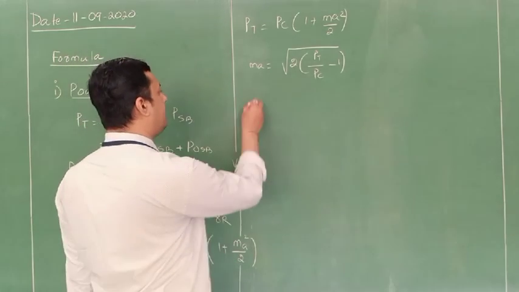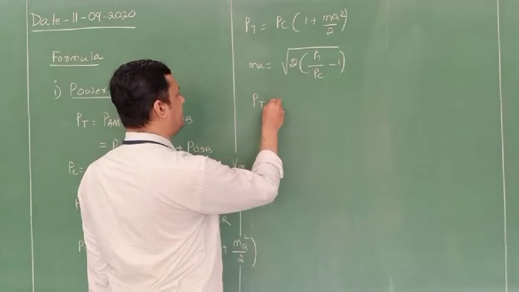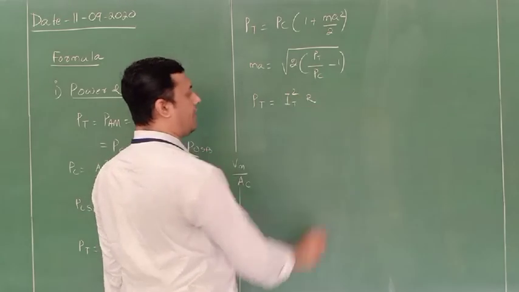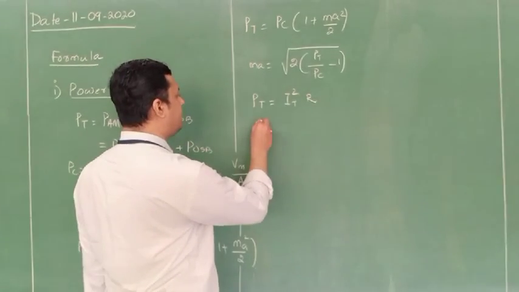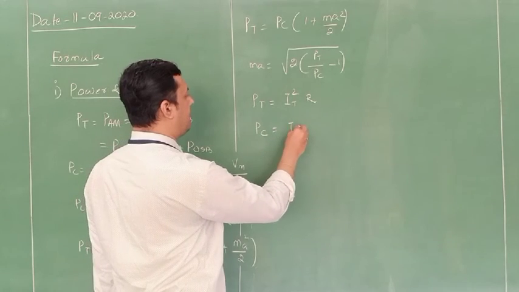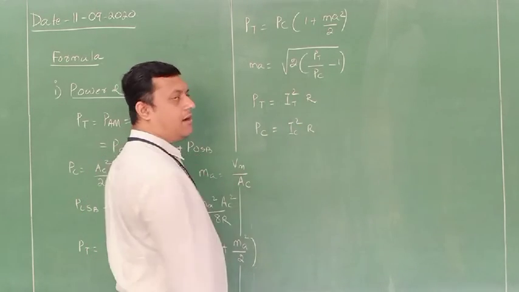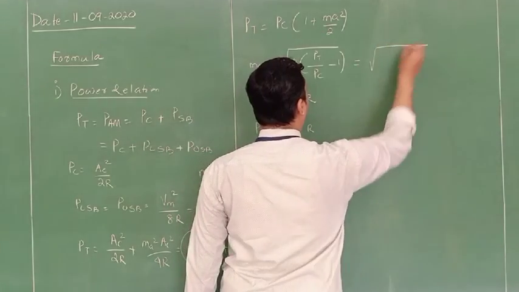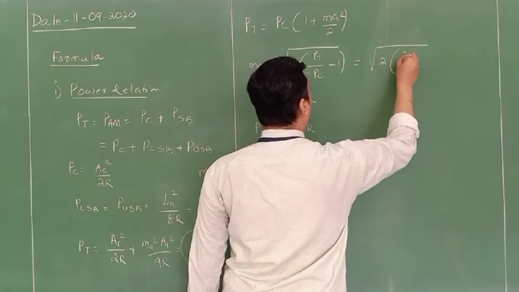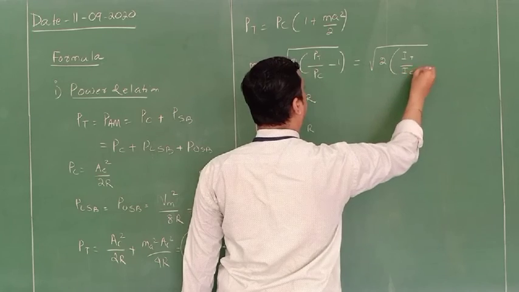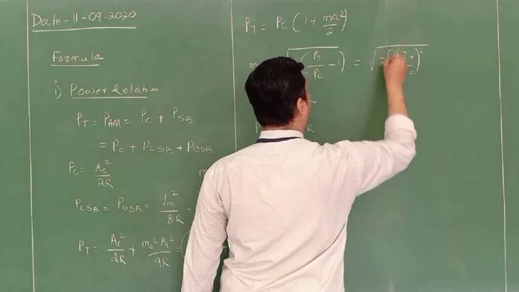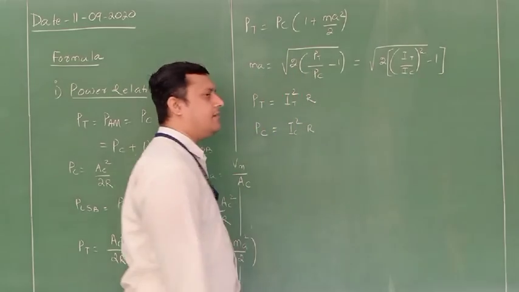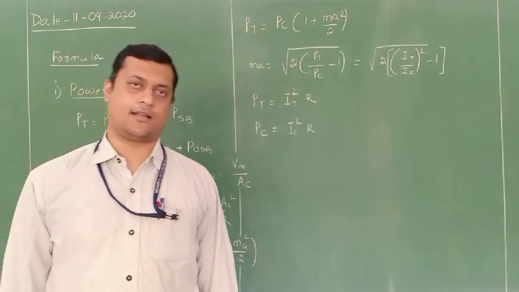So how have we represented current? Transmitted power is equal to transmitted current I square into R. Similarly, carrier power is I square into R. Substitute this value here, you will get Ma equals square root of twice of IT divided by IC whole square minus 1. So this is the relation we covered in the last class.